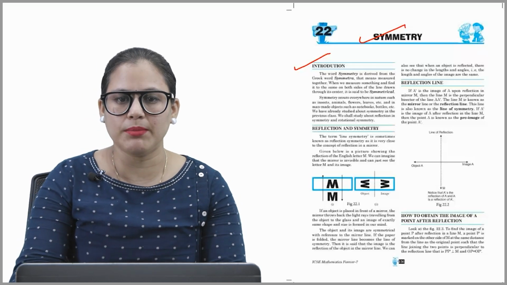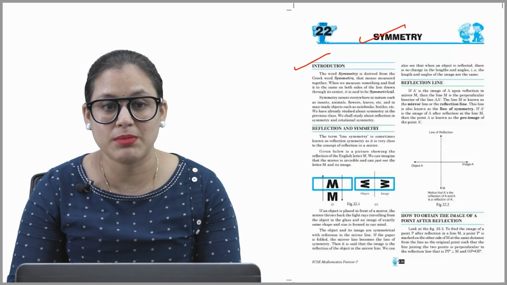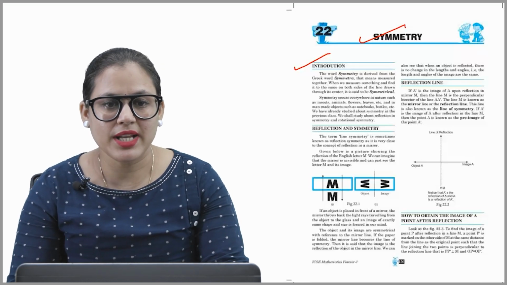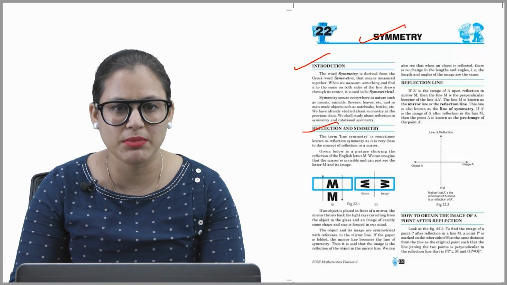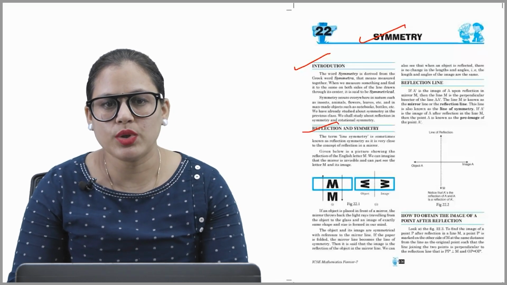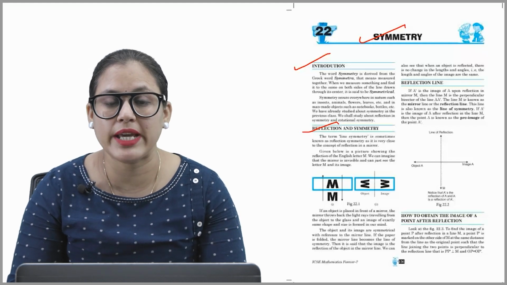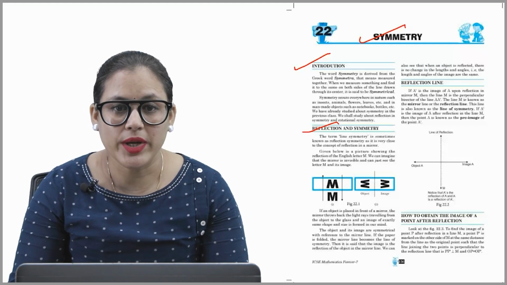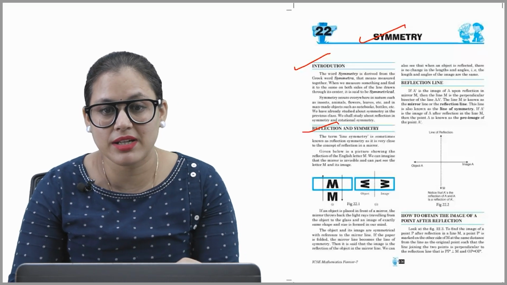We have already studied about symmetry in the previous class. We shall study about reflection symmetry and rotational symmetry. Reflection symmetry. The term line symmetry is sometimes known as reflection symmetry, as it is very close to the concept of reflection in a mirror. Given below is a picture showing the reflection of the English letter M. We can imagine that the mirror is invisible and can just see the letter M and its image.